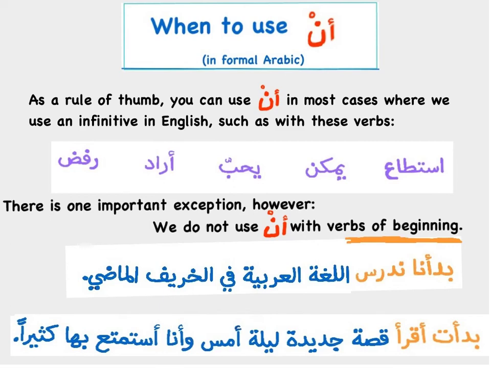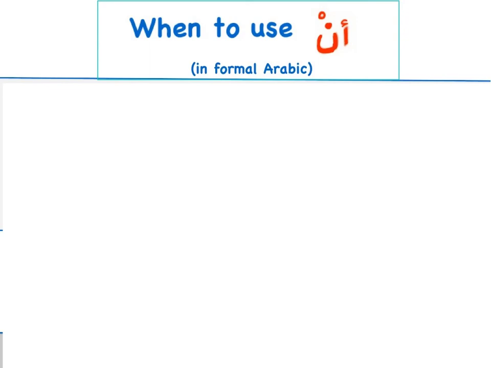Or also بدأت أقرأ قصة جديدة ليلة أمس وأنا أستمتع بها كثيرا. I started reading a new story last night and I'm enjoying it very, very much. So بدأت أقرأ. Notice we don't and we cannot and we shouldn't use أن after verbs of beginning like بدأ. Okay, more on when to use أن.